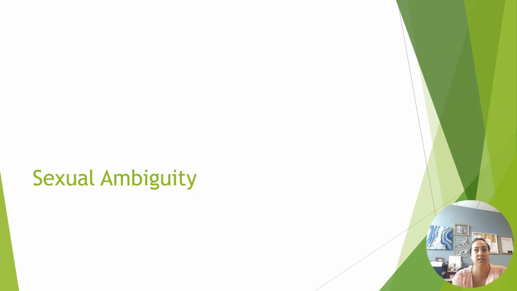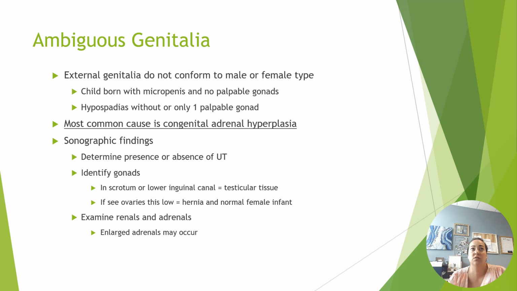All right, sexual ambiguity. So ambiguous genitalia is where we see external genitalia that we are not able to confirm is male or female. Sorry about that typo. So this can have various appearances, and a child can be born with a micropenis or no palpable gonads, or we can have a male fetus that has a hypospadias with only one palpable gonad. So this is commonly caused by congenital adrenal hyperplasia. Just be aware of that, if that is something they know about, it is a genetic disease that can be detected with genetic testing.